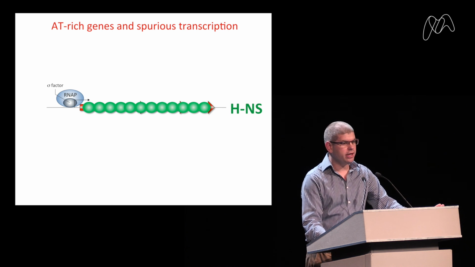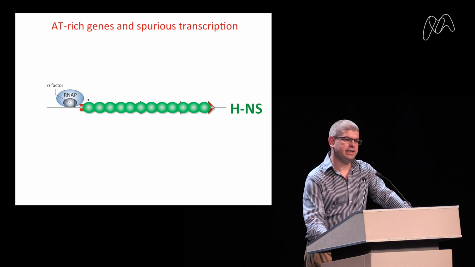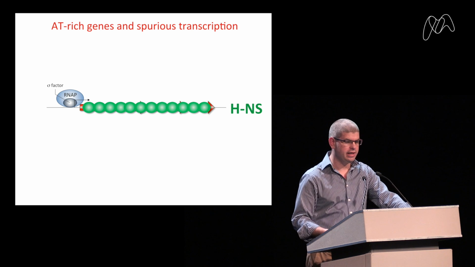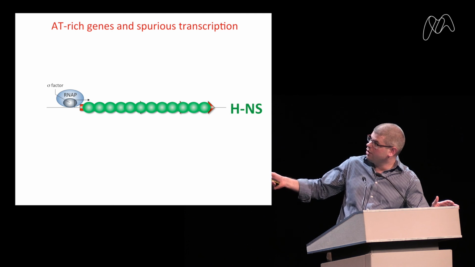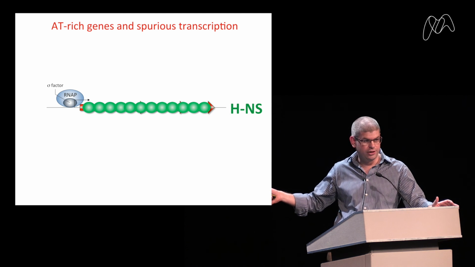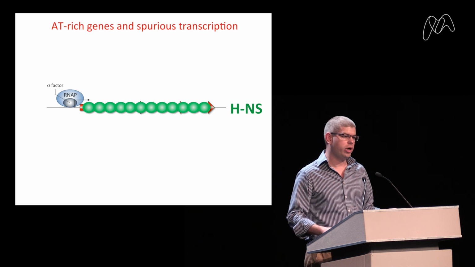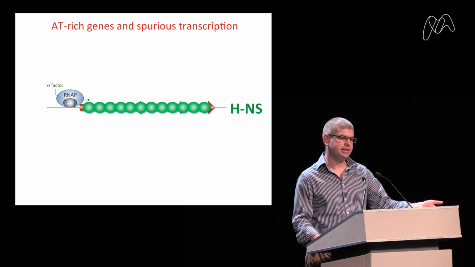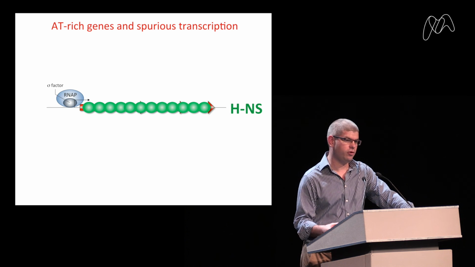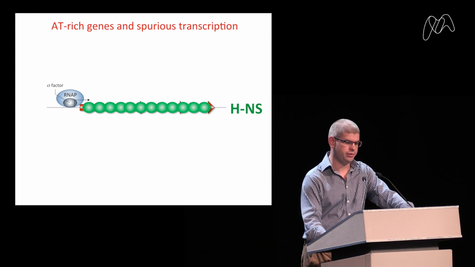We've known for a long time that when HNS binds to these AT-rich sequences, it tends to silence transcription, but it's always been assumed that when HNS does this, it's silencing transcription from a genuine promoter upstream of these transcription units. What I hope to convince you is that in many cases HNS is doing something much more complicated involving these spurious transcripts.